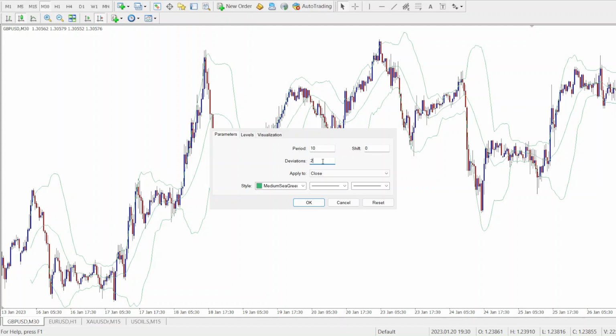So now, as for setting up the Bollinger Bands, we are using the MT4 platform. So we saw that it just goes straight to insert, indicators, go to trend, select Bollinger Bands.